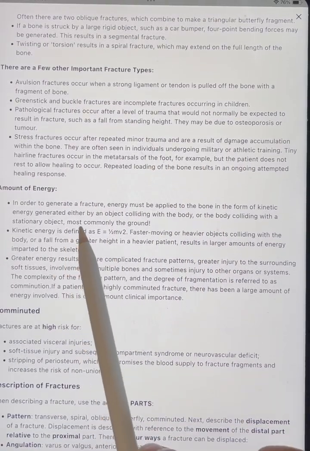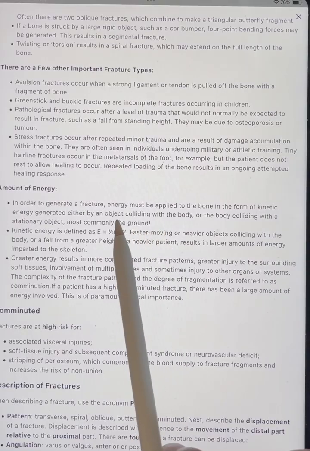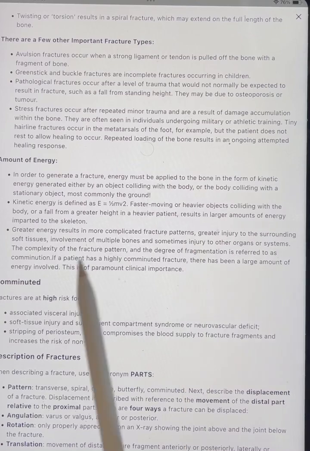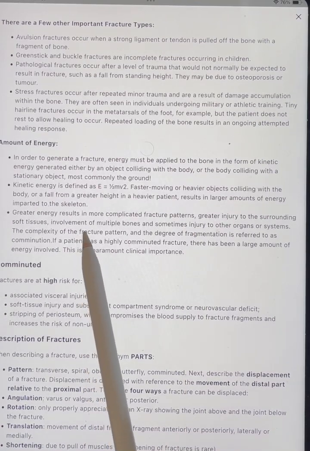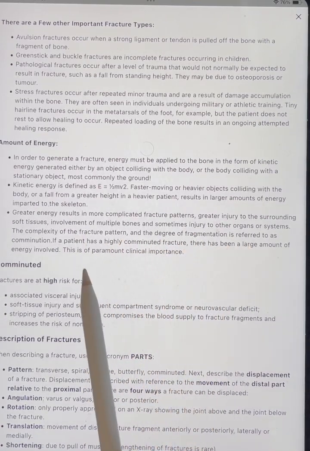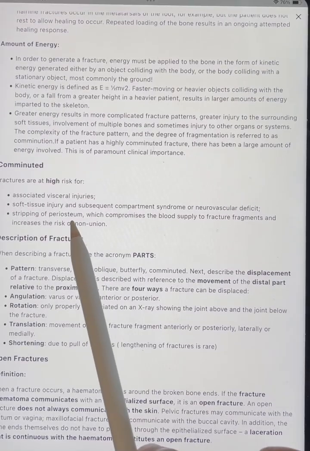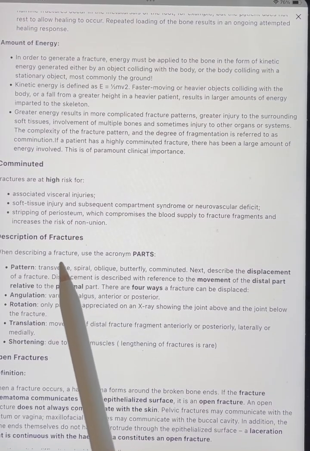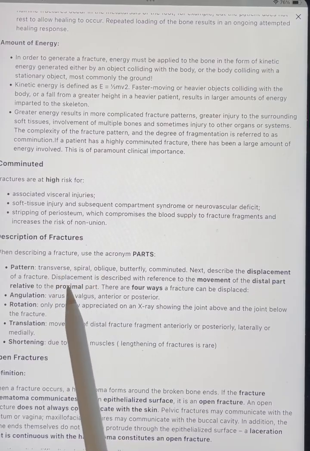Amount of energy in order to generate a fracture: the more energy applied, the greater the kinetic energy, and greater energy results in more complicated patterns, and that is called a comminuted fracture. It is associated with high-energy visceral injuries to vessels, neurovascular structures, or any abdominal organs, which may be injured.